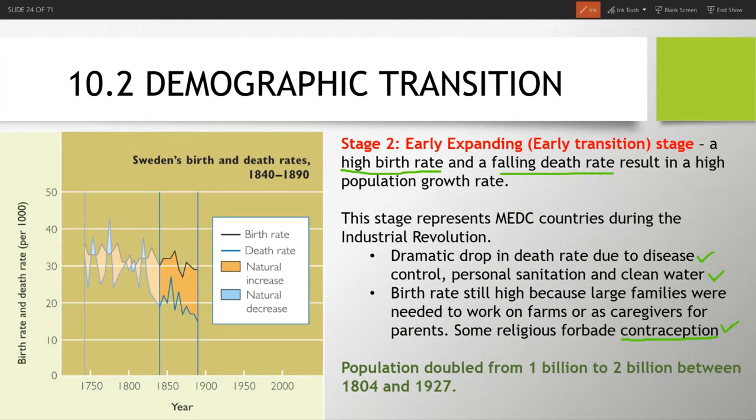So during stage 2, early expanding, we see the population of the world doubling from 1 billion to 2 billion in a little over 100 years. Okay, from 1804 roughly to 1927. So if we look at it this way, it took all of human history up to around the year 1800 to get to 1 billion people. And then in a little over 100 years, the population doubles. That's incredible. So there's some major things going on with the prevention of disease here and death.